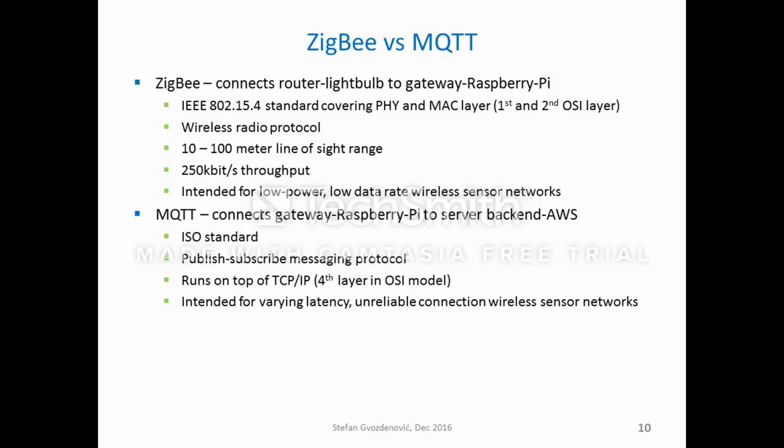Zigbee is a 802.15.4 standard which covers physical and MAC layer, which is first and second OSI layer. It is a wireless radio protocol and its range is between 10 to 100 meters line of sight, but it very much varies based on the material that the walls in the house are built from and such. The throughput is 250 kilobits per second. It is intended for low power, low data rate wireless sensor networks.